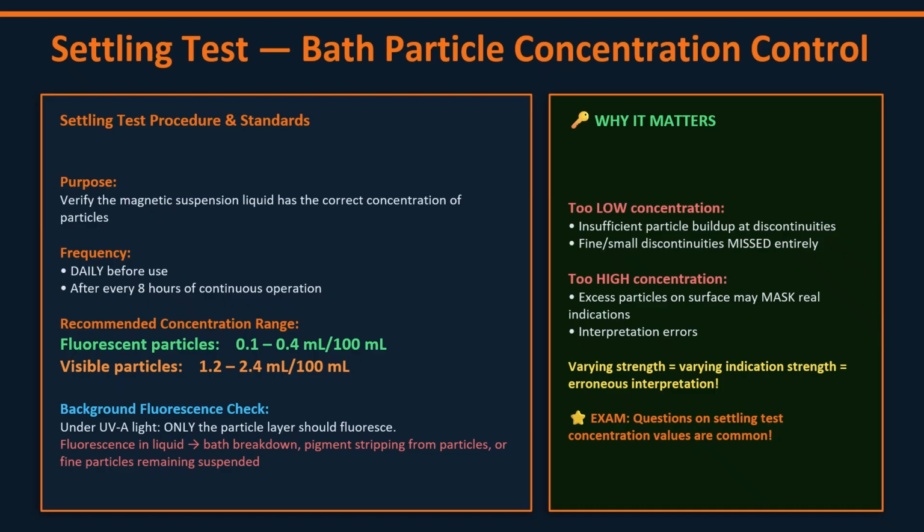The background fluorescence check provides another useful warning. Ideally, the particle layer should fluoresce rather than the entire liquid column. Fluorescence throughout the liquid can indicate bath breakdown, pigment stripping, or very fine particles remaining suspended. The professional mindset is to treat bath condition as a measurement variable, not as a visual guess. If the bath is outside the specified range, correct it before relying on the examination results.